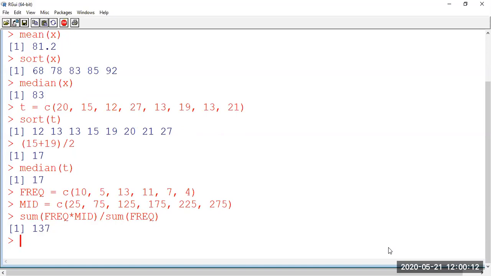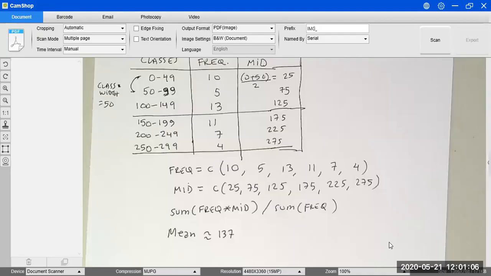So the answer, let's see, should be, let me check for a moment. So we get 137, so that is the approximate mean. So let's write that down on our notes. So the mean is 137.